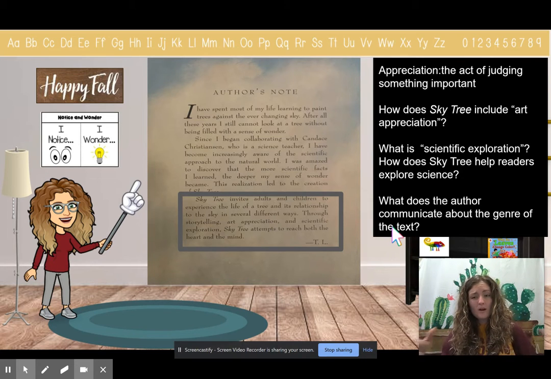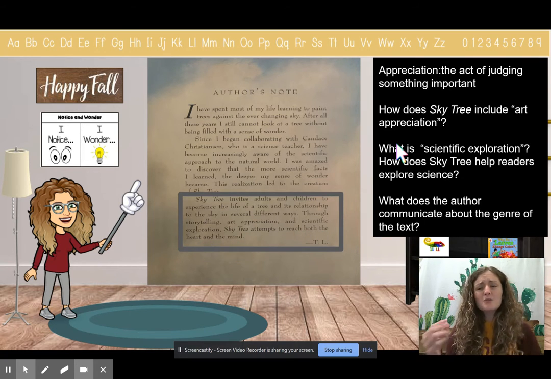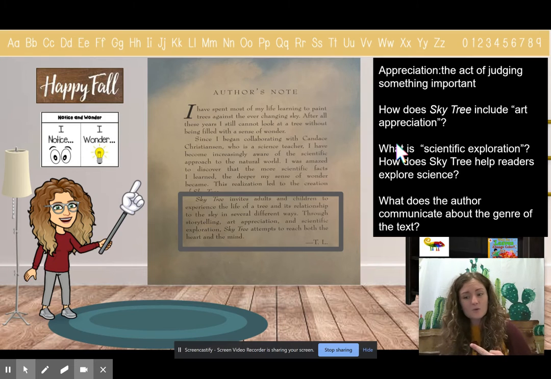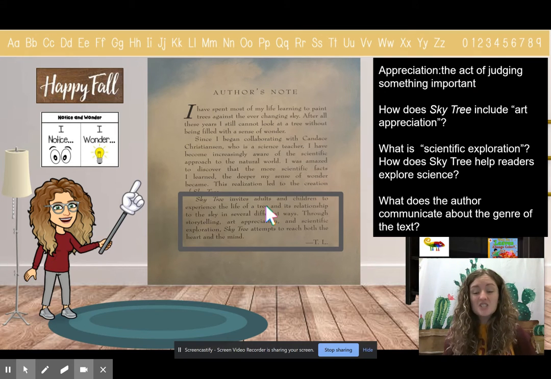So let's explore what the author has to say about his book and how we can read it and understand it better. Thomas Locker says, Sky Tree invites adults and children to experience the life of a tree and its relationship to the sky in several different ways. Through storytelling, art appreciation, and scientific exploration, Sky Tree attempts to reach both the heart and the mind.